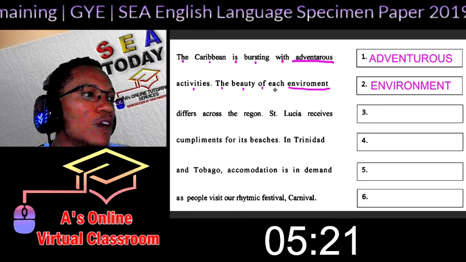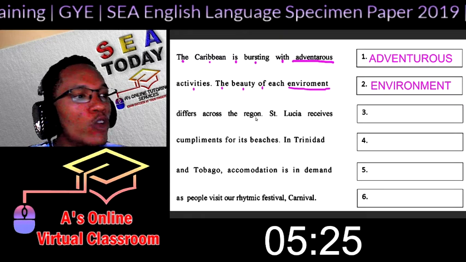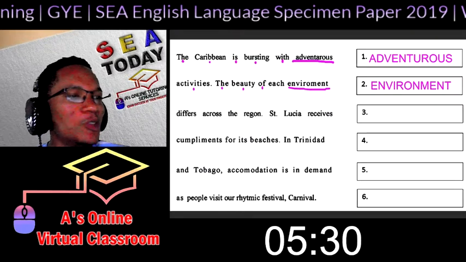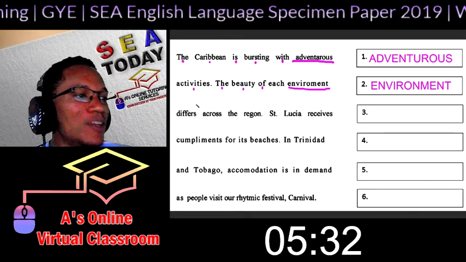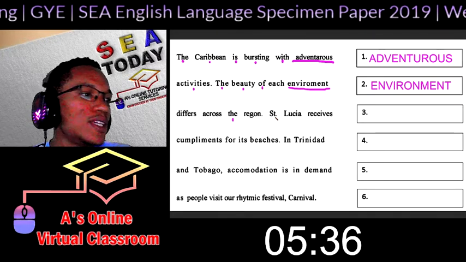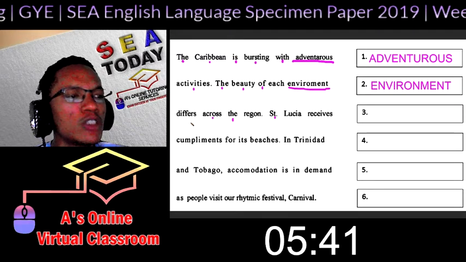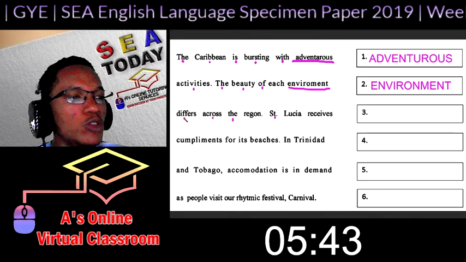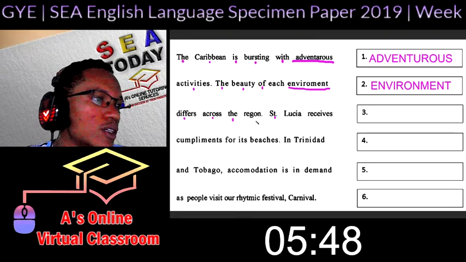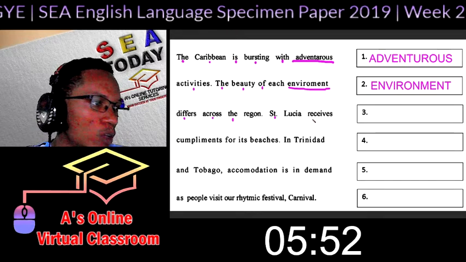The beauty of each environment differs across the region. St. Lucia receives. So eliminating the words that are spelled correctly: the Saint is abbreviated ST, so that's correct. Across is correct. Differs also is correct, it has two F's. Receives, region, and Lucia, those are the three remaining words.